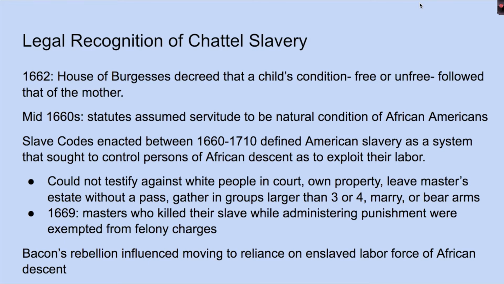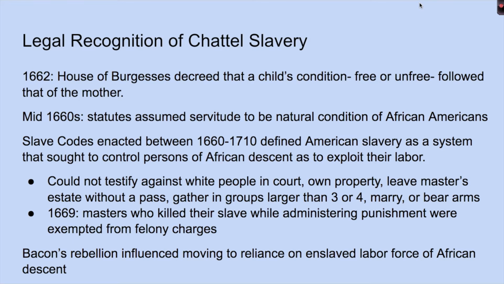Some examples of the slave codes that we'll see: slaves could not testify against white people in court, they couldn't own property, they couldn't leave their master's estate without a pass, they couldn't gather in groups larger than three or four, they couldn't marry or bear arms. Another example of a slave code from 1669 is that if a master kills a slave while administering a punishment, such as whipping, there were no charges held against that master.